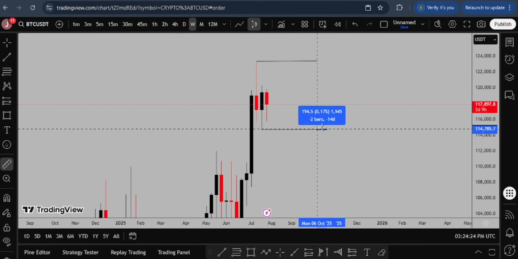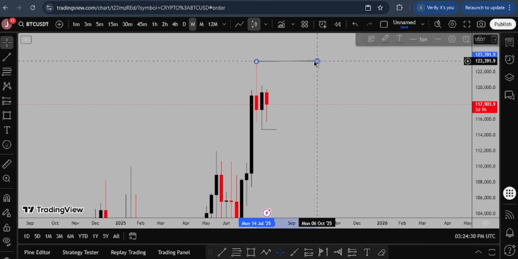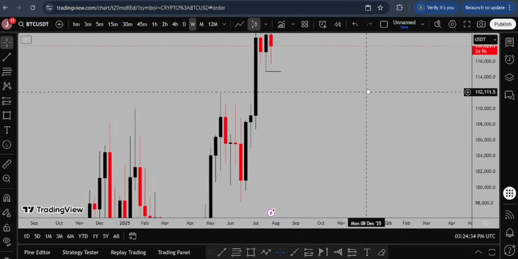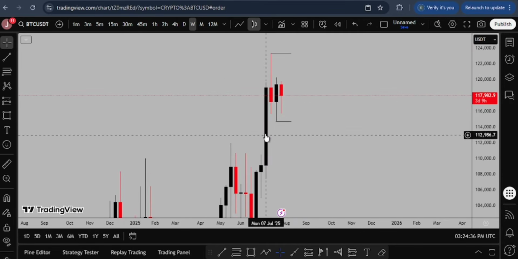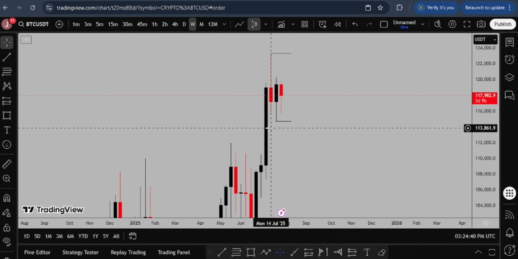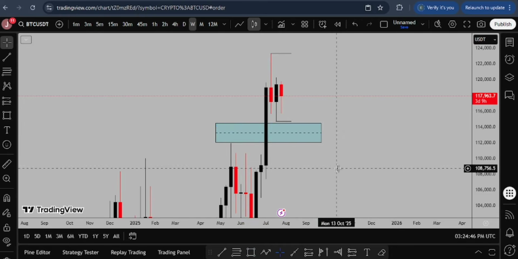Let me put this so it doesn't get too long. These are the regions I'm looking out for. So I'm done with the weekly, nothing much. You can also see around this area there is an imbalance, just below this. It's like an imbalance level right here.